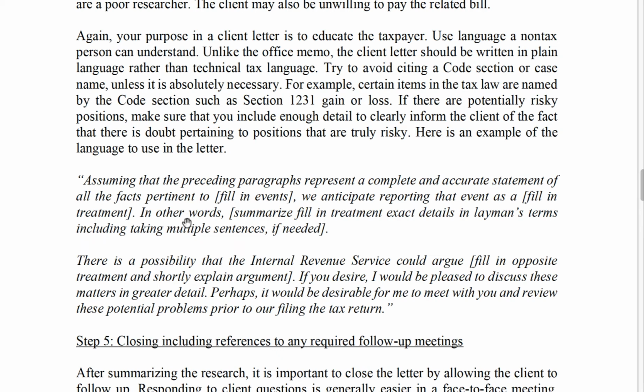In other words, you want to say this results in a long-term capital gain of, and you put the amount, whatever the gain is. I forgot to do that. So you want to obviously put the amount too. In other words, this gain will be taxed at preferential rates rather than ordinary rates, such as rates on wages and business income. You want to put something in there that explains to them why long-term capital gain is important.